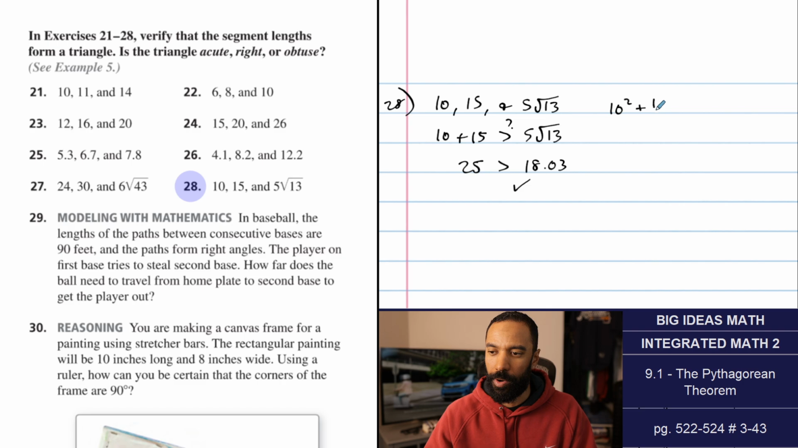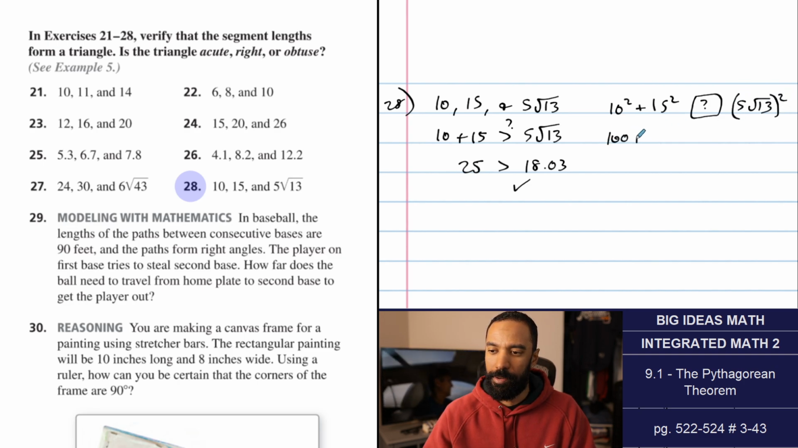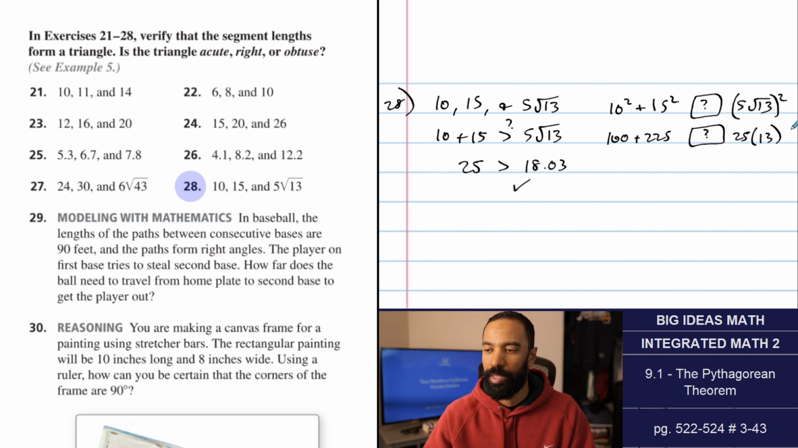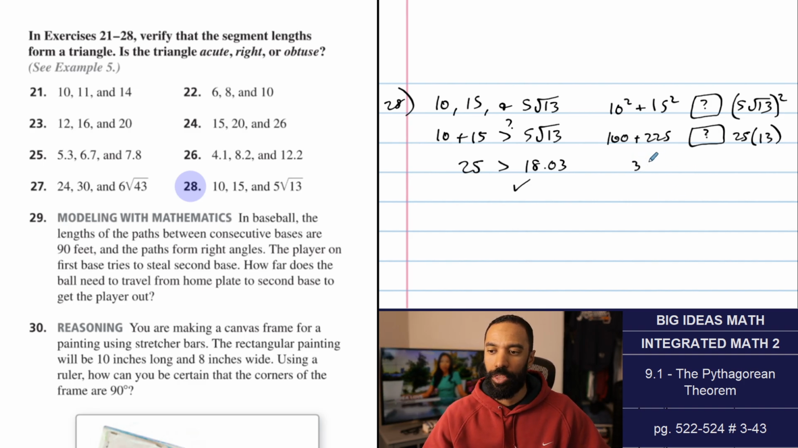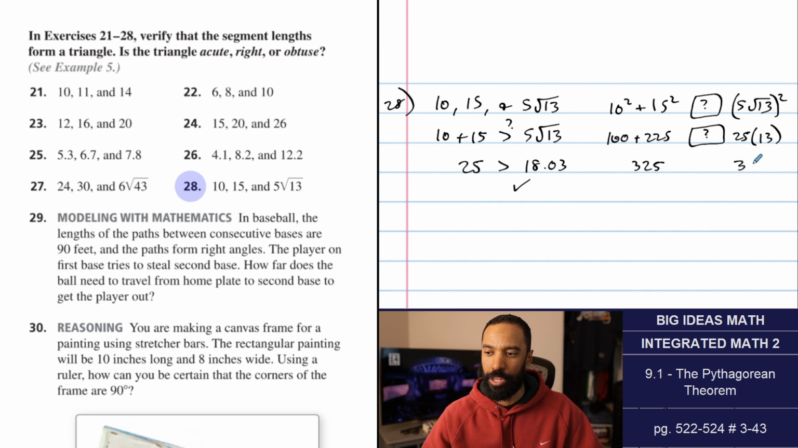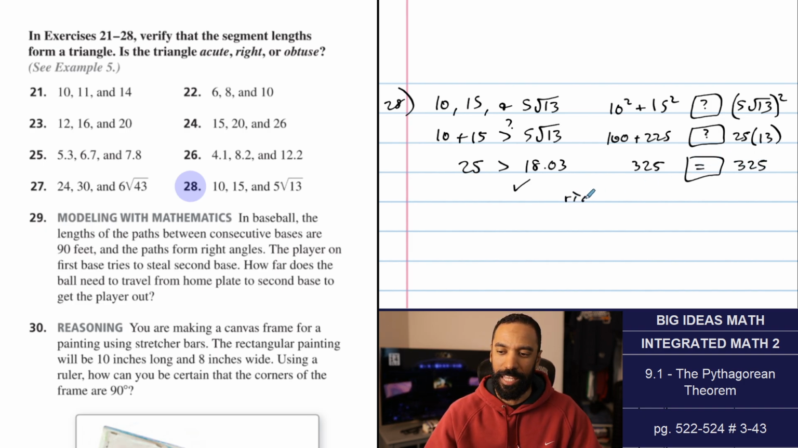Let's try 10 squared plus 15 squared now and compare it to 5 root 13 quantity squared. That's 100 plus 225. And this is 25 times 13. 25 times 13 is 325. So 325 and 325, they are both the same. That is indicative of a right triangle, which this one is.